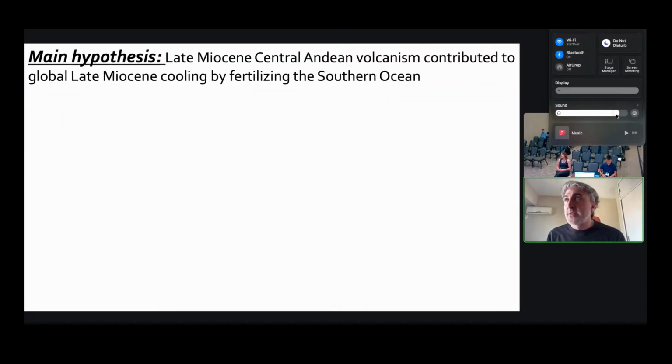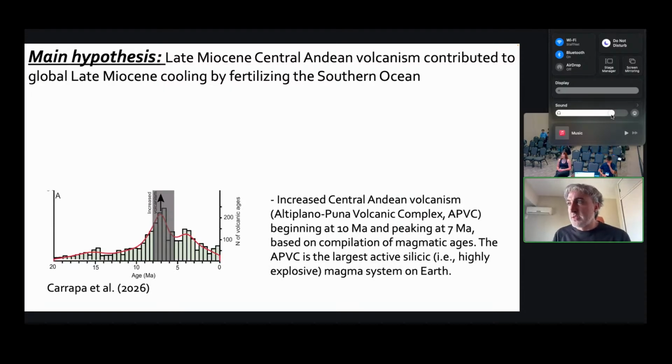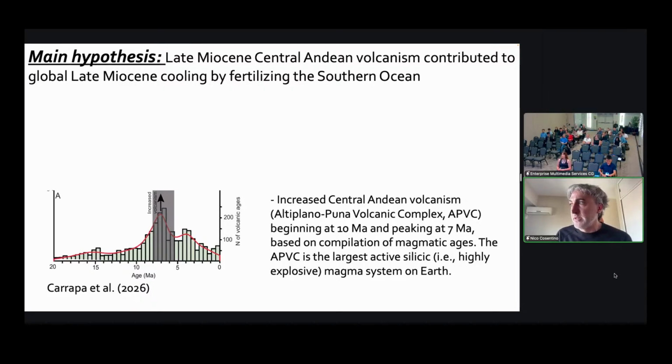So the hypothesis for this study is that late Miocene Central Andean volcanism contributed to global late Miocene cooling by fertilizing the Southern Ocean. One of the observations is a compilation of magmatic ages. We see that for the Central Andes, specifically for the Altiplano Puna volcanic complex, there's a rise in activity beginning at 10 million years and peaking at 7 million years.